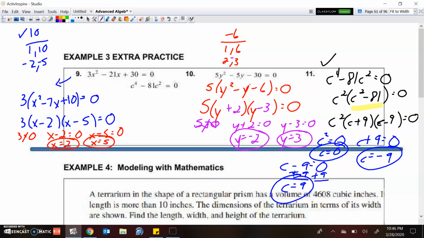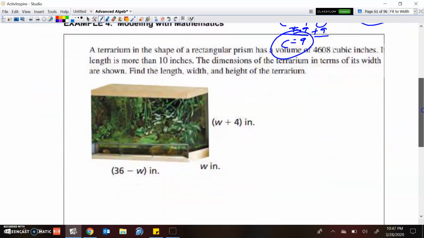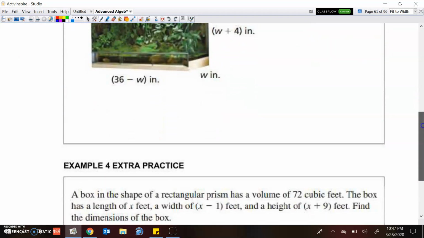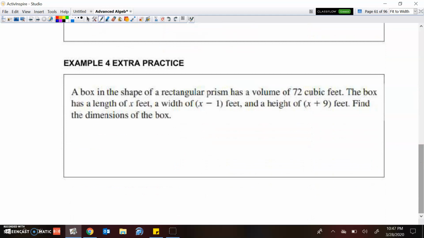Alrighty, we're going to skip example 4 because the numbers are just not conducive for what we need to do. We're just going to do this last one here, and that'll wrap up where we're at. So here we have a box in the shape of a rectangular prism. It has a volume of 72 cubic feet. The box has a length of x feet, a width of x minus 1 feet, and a height of x plus 9 feet. Find the dimensions of the box.